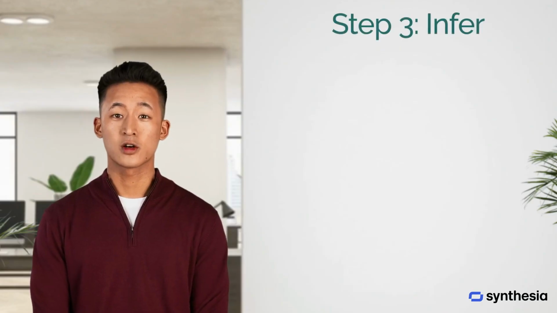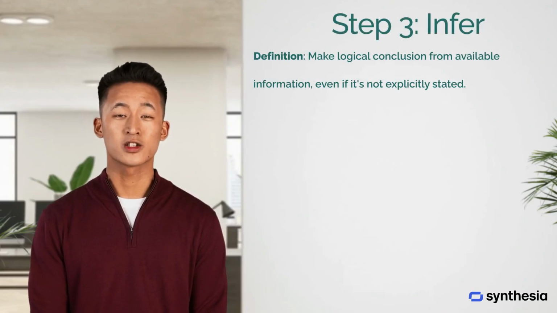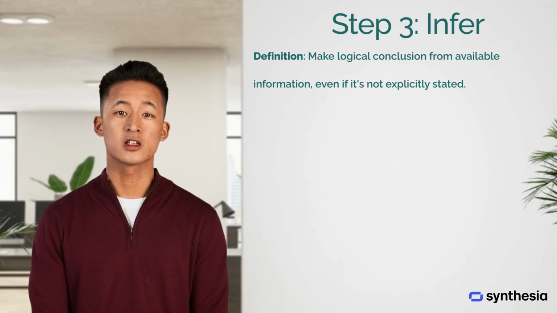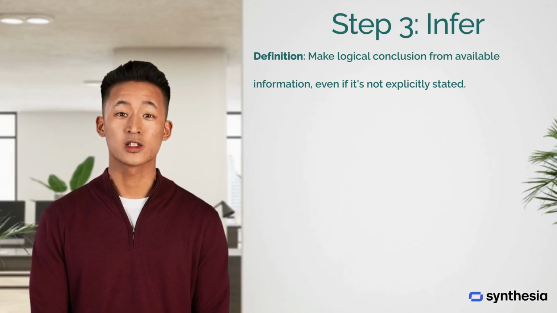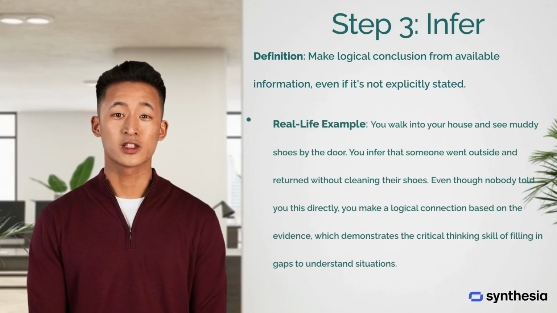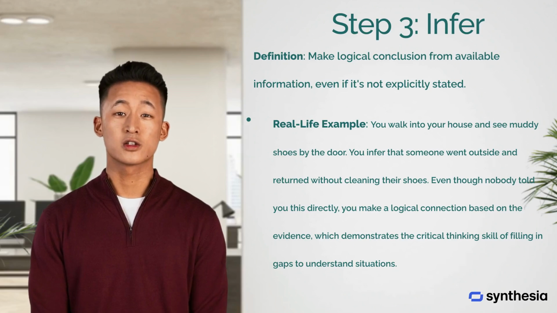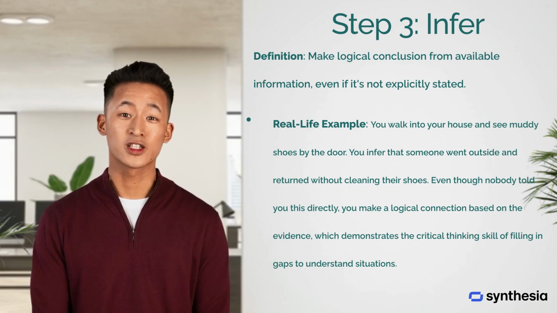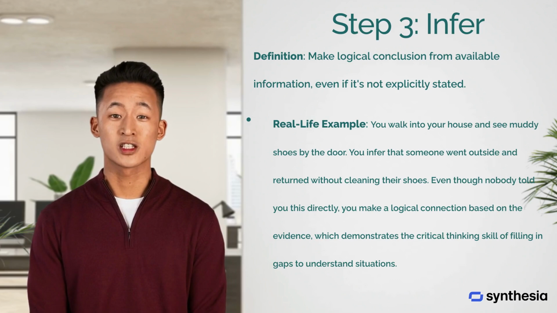Step 3. Infer. To infer means to make logical conclusions from available information, even if it's not explicitly stated. Like solving a puzzle even though some pieces are missing. Real-life example: you walk into your house and see muddy shoes by the door. You infer that someone went outside and returned without cleaning their shoes. Even though nobody told you this directly, you make a logical connection based on the evidence, which demonstrates the critical thinking skill of filling in gaps to understand situations.